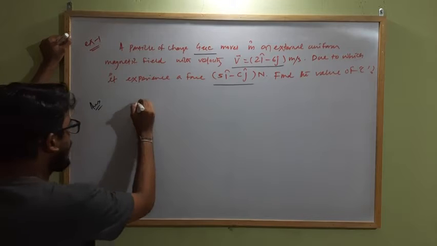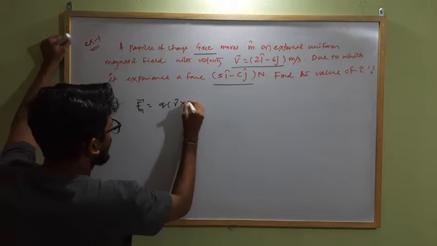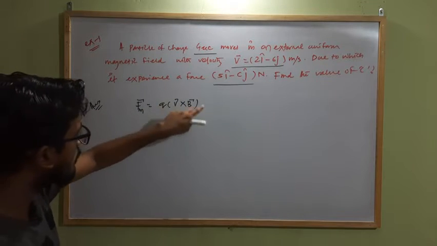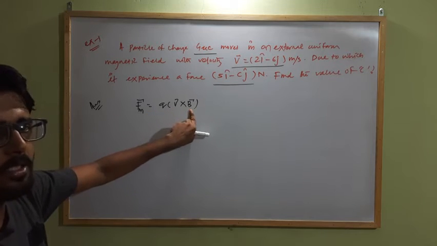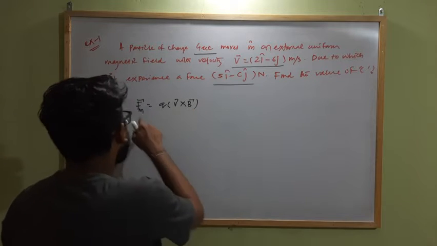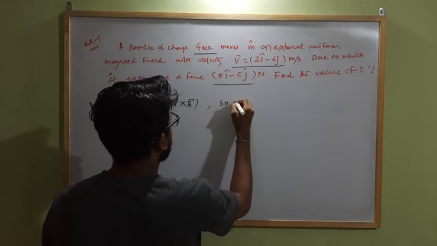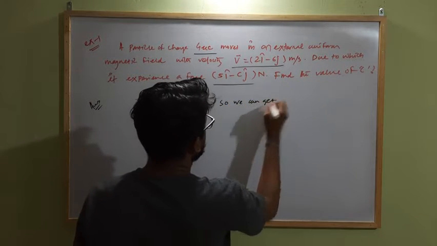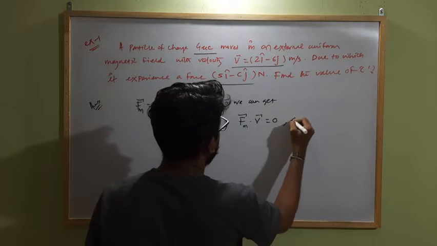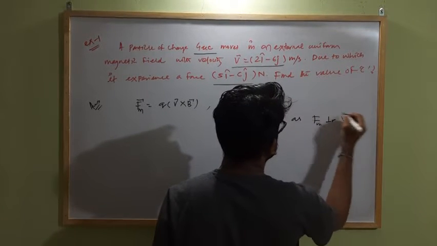As the formula is known to us, the magnetic force is equal to Q into V cross B. That means the magnetic force is always perpendicular to the velocity vector and the magnetic field vector. As the force is perpendicular to these two vectors, we can write that the dot product of the magnetic force and the velocity vector will be 0, as Fm is perpendicular to V.